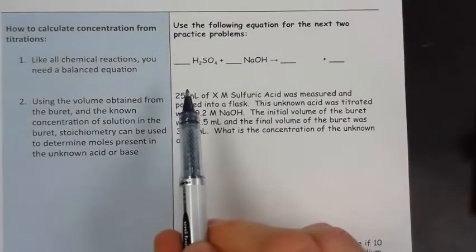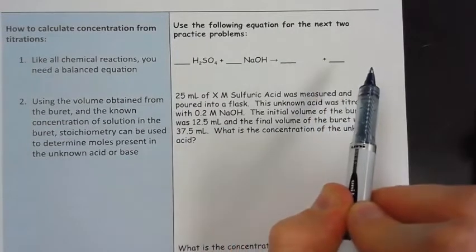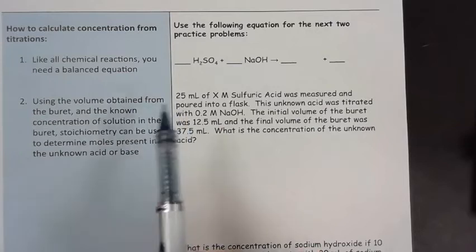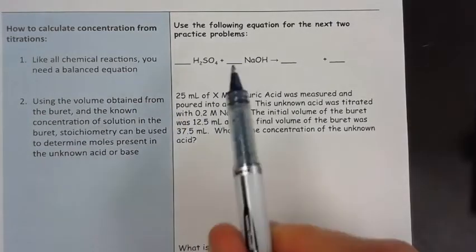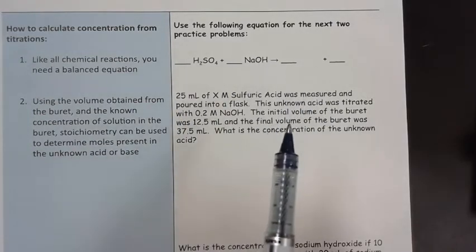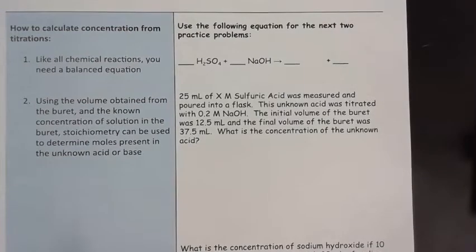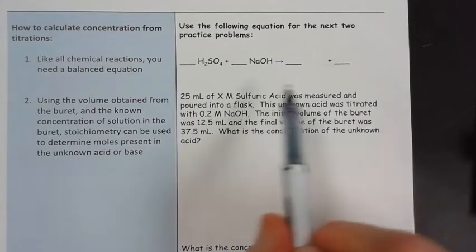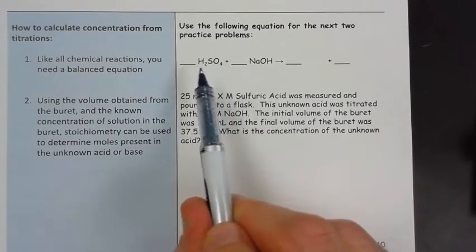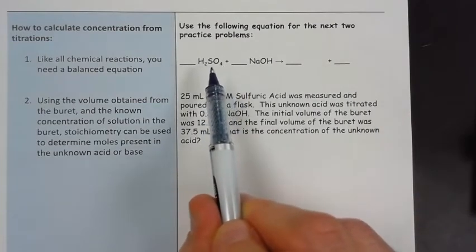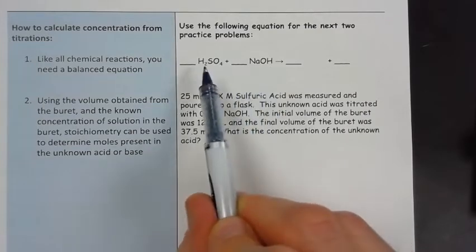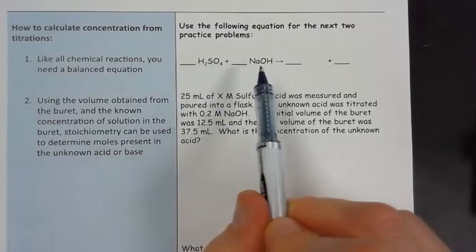In the reaction above, we would need to predict the products, balance the reaction, and then using the volume obtained from the burette and the known concentration, we can use some stoichiometry to figure out what the unknown concentration is. So let's start just by figuring out the products of this reaction. We've got our acid here. This is sulfuric acid because that's the sulfate ion. And then this is sodium hydroxide. So the hydrogens are going to bond with the hydroxides.